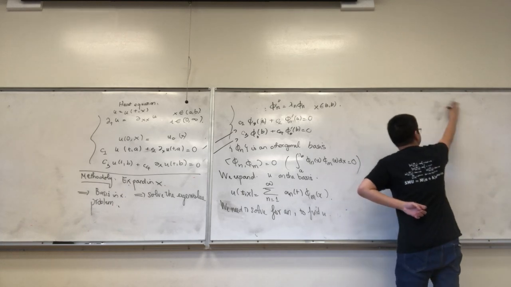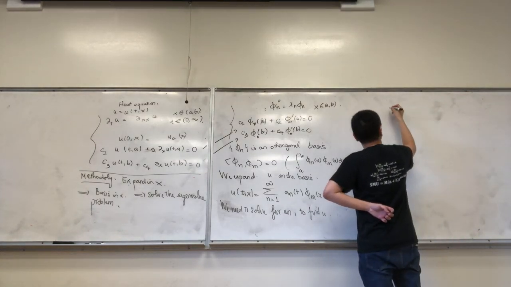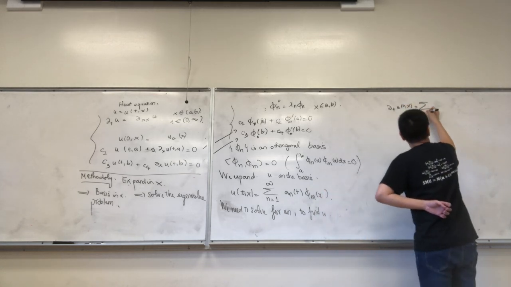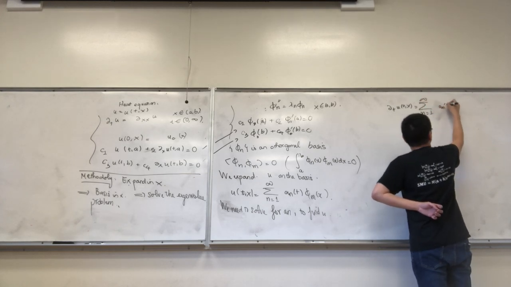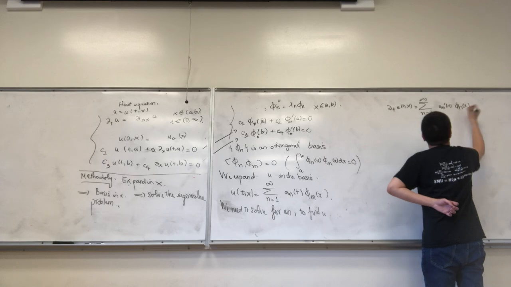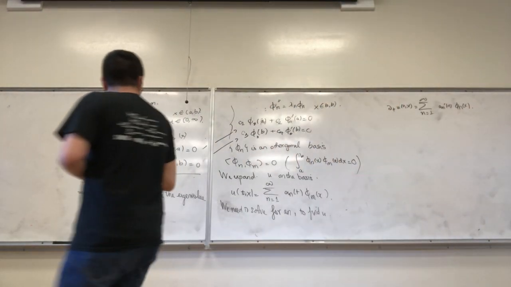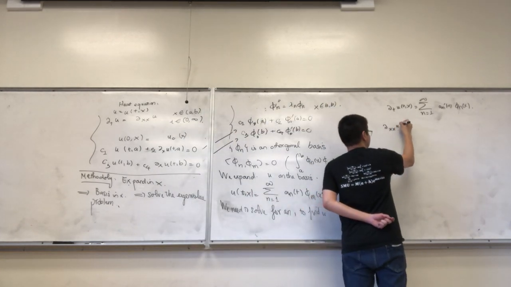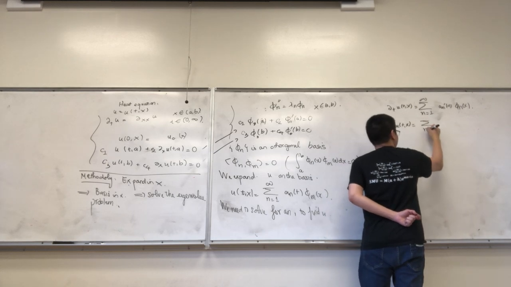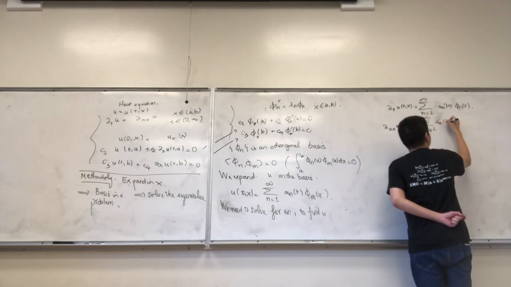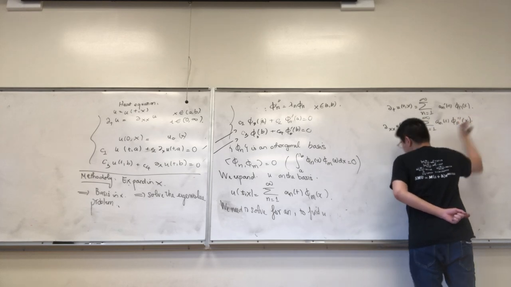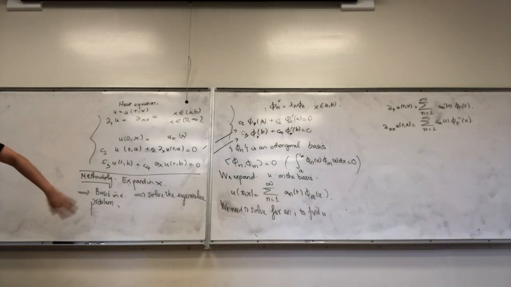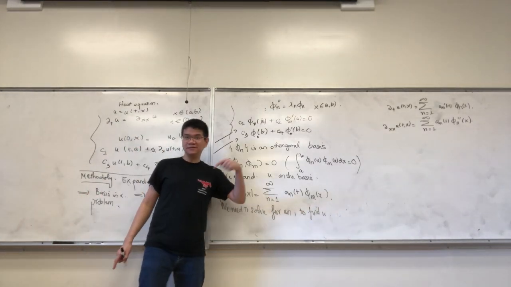So then the time derivative of u(t, x) will be the sum, with n going from 1 to infinity, of a_n prime(t) phi_n(x), right? And then the second derivative in x of u will be the sum, with n going from 1 to infinity, of a_n(t) phi_n double prime(x), right? Now, the first step in solving this problem is that you have to solve the eigenvalue problem to find the basis, right? Yes?